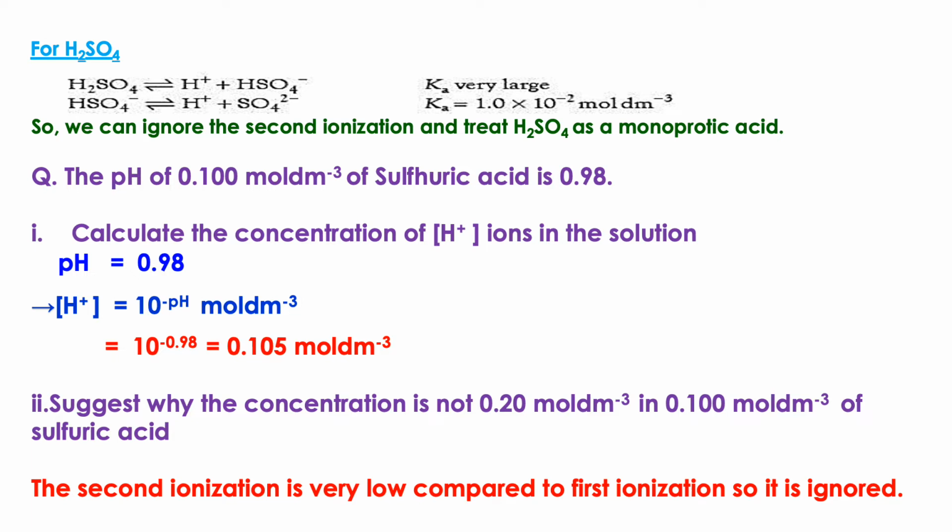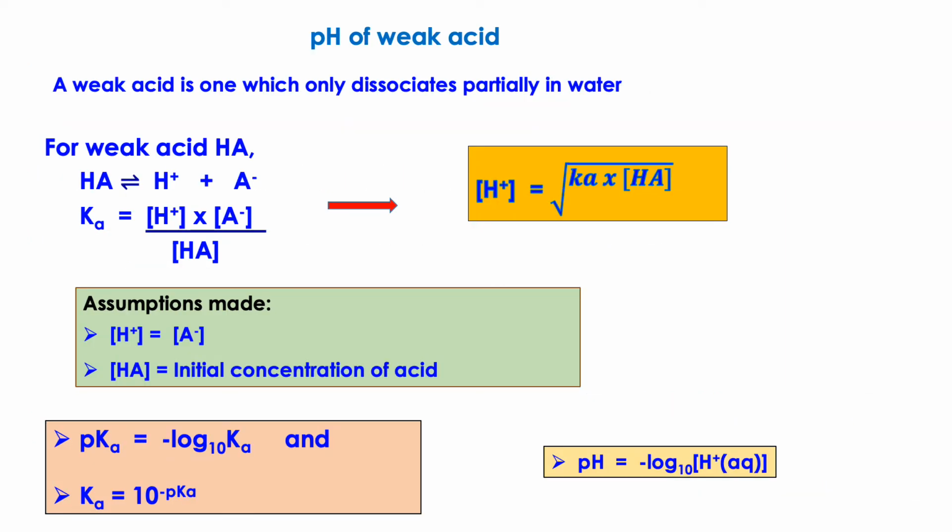Part 2. Suggest why the concentration is not 0.2 moles per decimeter cube in 0.10 moles per decimeter cube of sulfuric acid. The reason is the second ionization of sulfuric acid is very low compared to the first ionization, so it is ignored. So sulfuric acid is taken as a monoprotic acid.